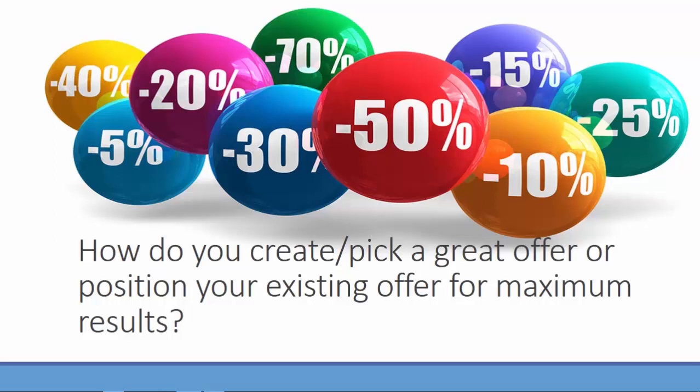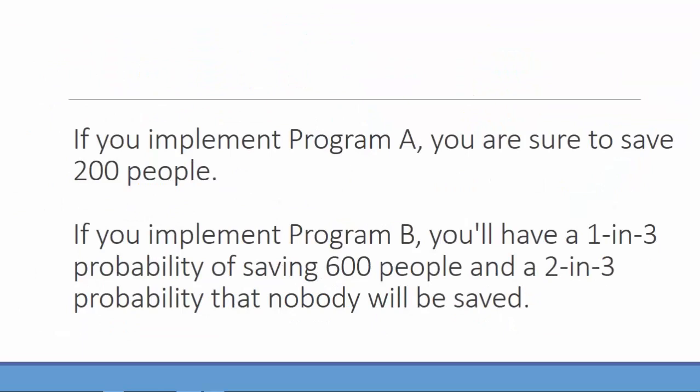There is an epidemic that will kill 600 people unless you implement a program to help. You have two options, Program A or Program B. If you implement Program A, you are sure to save 200 people. If you implement Program B, you will have a 1 in 3 probability of saving 600 people and a 2 in 3 probability that nobody will be saved. Which program will you choose? Pause the video. Make your choice before you continue.